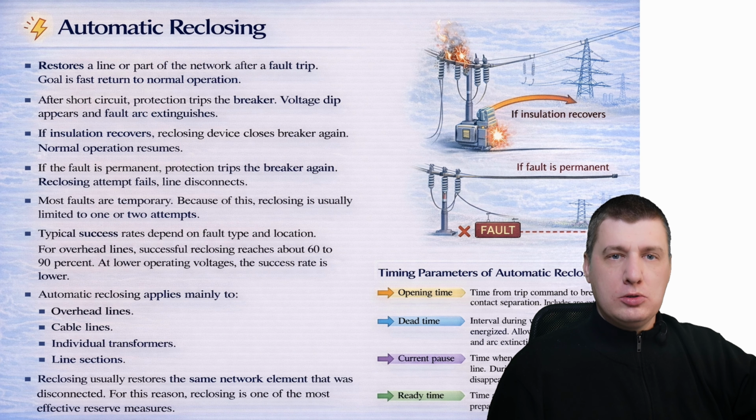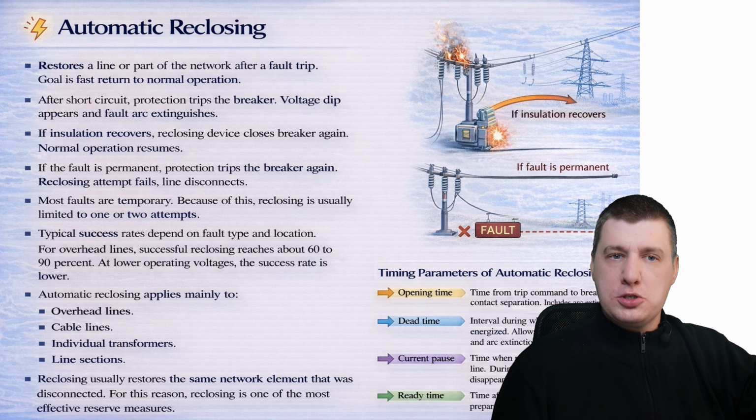Let's talk about automatic reclosing. Automatic reclosing restores a line or part of the network after a fault trip. The goal is fast return to normal operation. After a short circuit, protection trips the breaker. A voltage dip appears and the fault arc extinguishes.